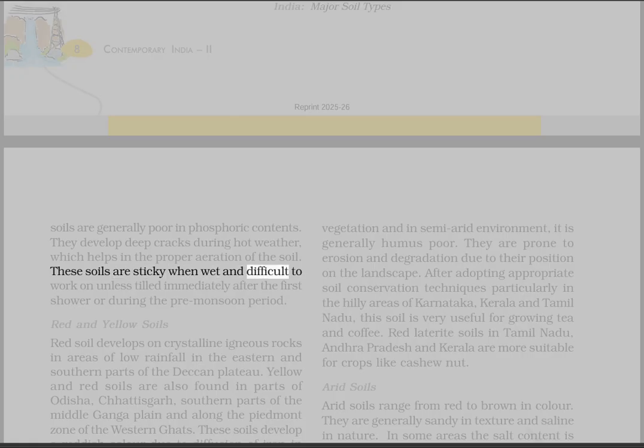These soils are sticky when wet and difficult to work on unless tilled immediately after the first shower or during the pre-monsoon period. Red and yellow soils. Red soil develops on crystalline igneous rocks in areas of low rainfall in the eastern and southern parts of the Deccan Plateau. Yellow and red soils are also found in parts of Odisha, Chhattisgarh, southern parts of the middle Ganga plain and along the Piedmont zone of the Western Ghats.